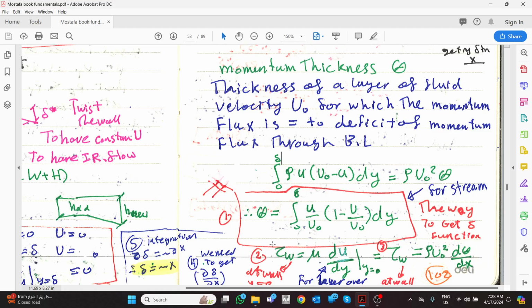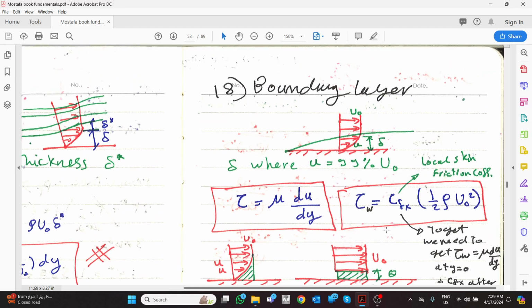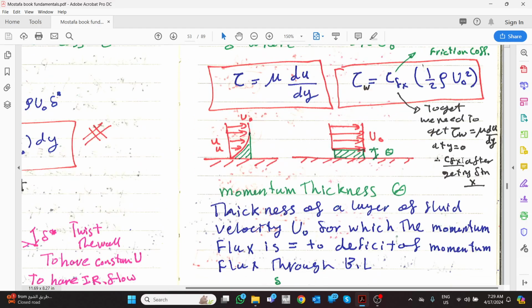I know this is step number 2, but I am not going to discuss why we are doing the steps, just bear with me. We know the shear stress is mu du by dy, and this is at the wall. We know the shear force is also equal to rho u naught square d theta by dx. By the way, d theta by dx is the change in theta with x, because this one will go more, the area changes, so theta changes in x.